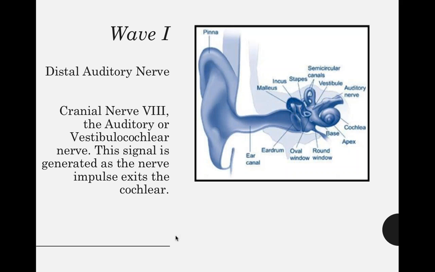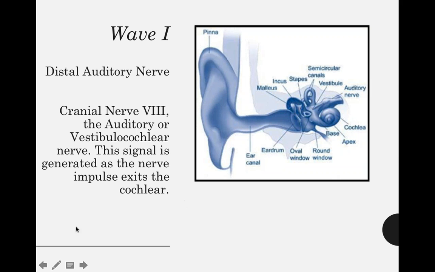Let's go a little closer. Wave 1, the distal auditory nerve. So the auditory nerve is the 8th cranial nerve, also known as the vestibulocochlear nerve. And this is the first wave.